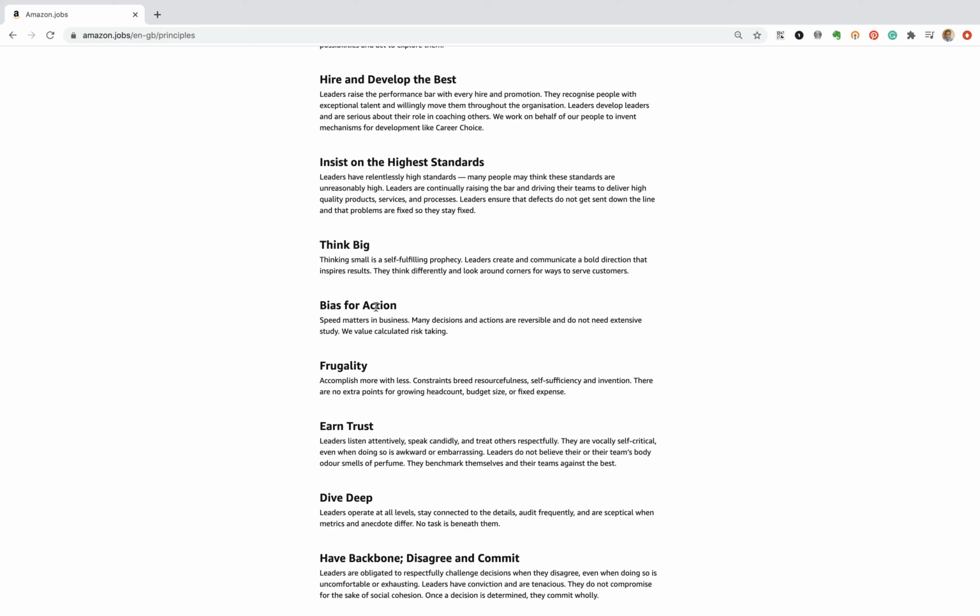Coming to the next one: bias for action. This is pretty interesting. Many times you may be in a situation where, let's say, you are trying to implement the technical stack to support a business feature. It's possible that you have one, two, three, four design reviews with your team. You've had senior engineers in your team review your design, but still you have not been able to reach a consensus, not able to finalize the design.